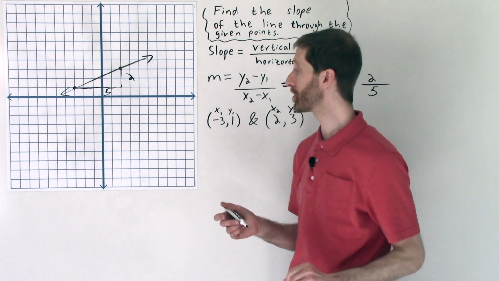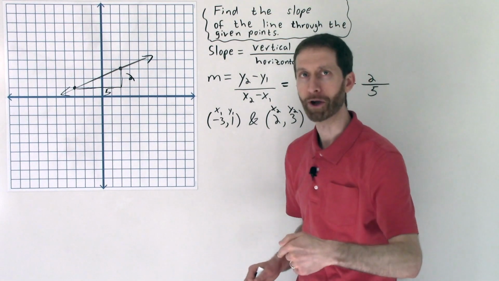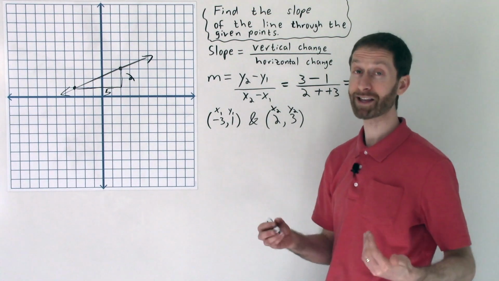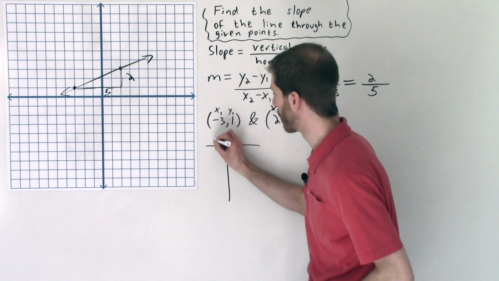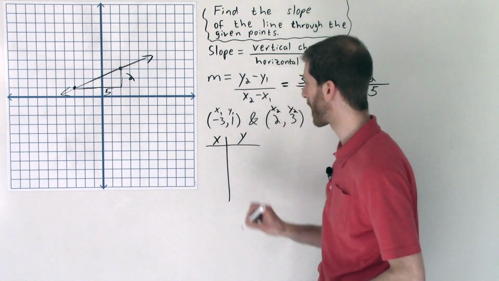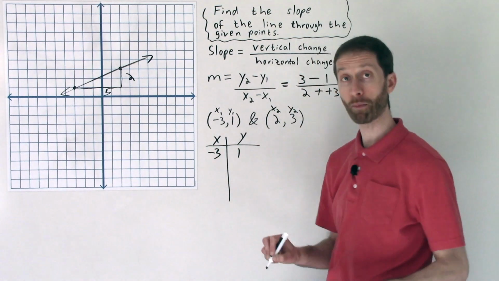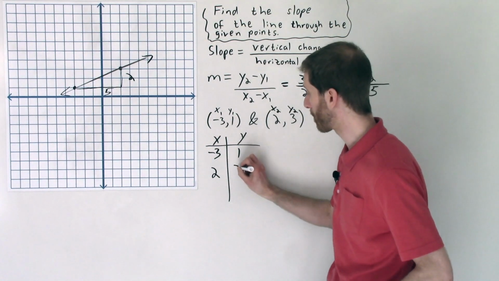But for those of you who are curious as to how rate of change is slope or rise over run, here we go. So to look at that, I'm very simply going to take these points and write them in a table format, because that's how we were looking at rate of change. So I've got my x values and my y values. I've got negative 3 is my input and 1 was my output. I've got 2 is my input with 3 being my output.